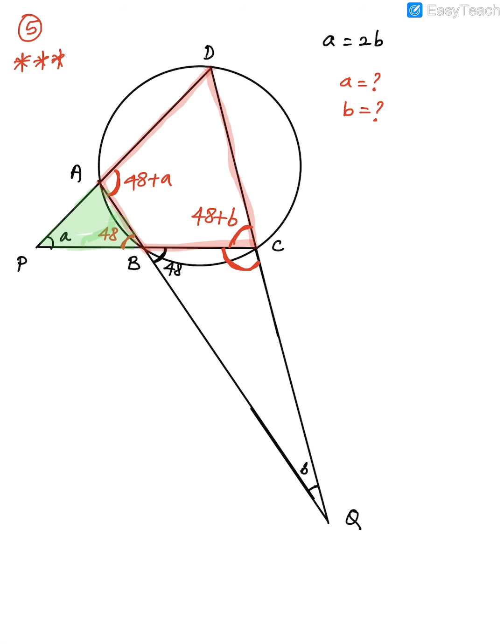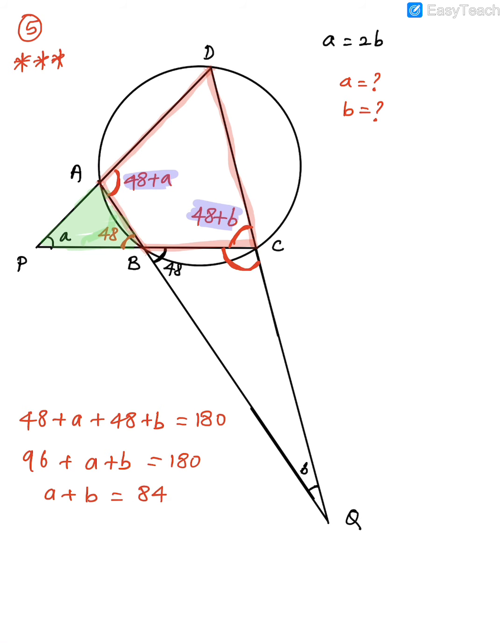Now in quadrilateral ABCD, these two angles which we are talking about are opposite angles of a cyclic quadrilateral, A and C. If I add them, what should be the total? 180 degrees. So what we'll do now is just add them. So what will you get here? 48 plus A plus 48 plus B is equal to 180. So 96 plus A plus B is equal to 180. So what will A plus B be equal to? 84. A plus B is equal to 84.